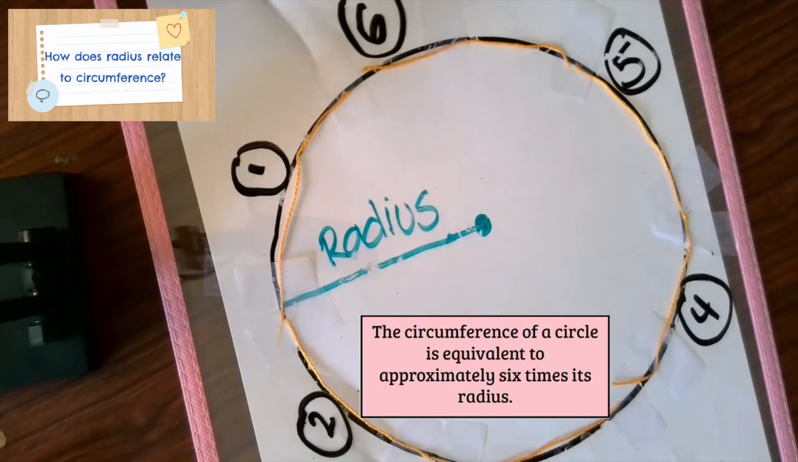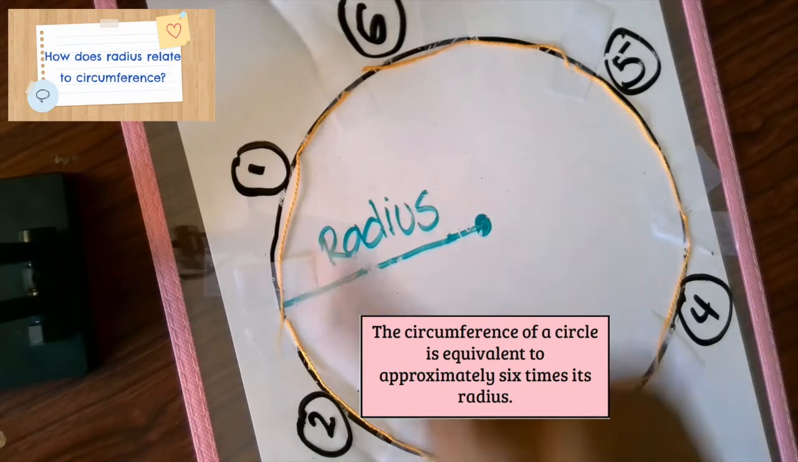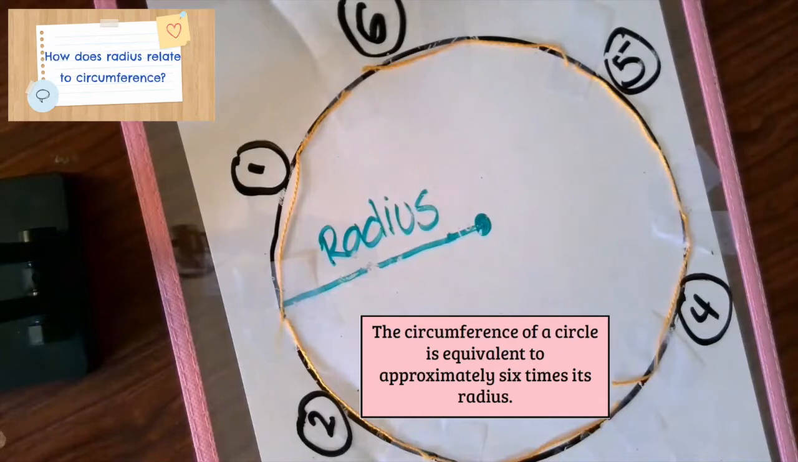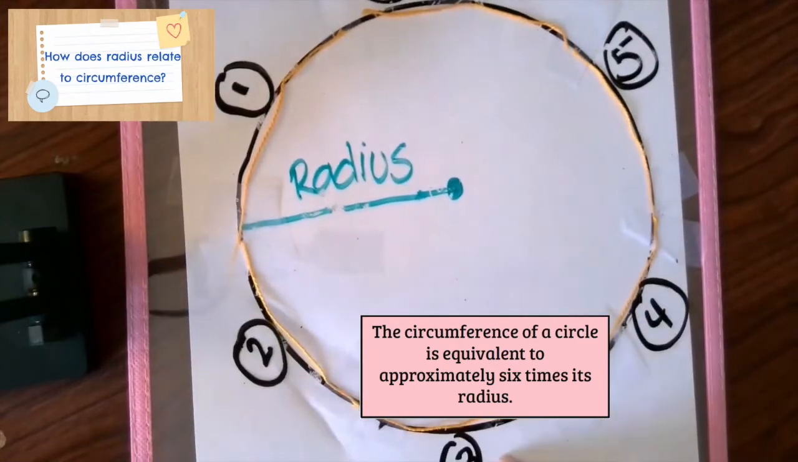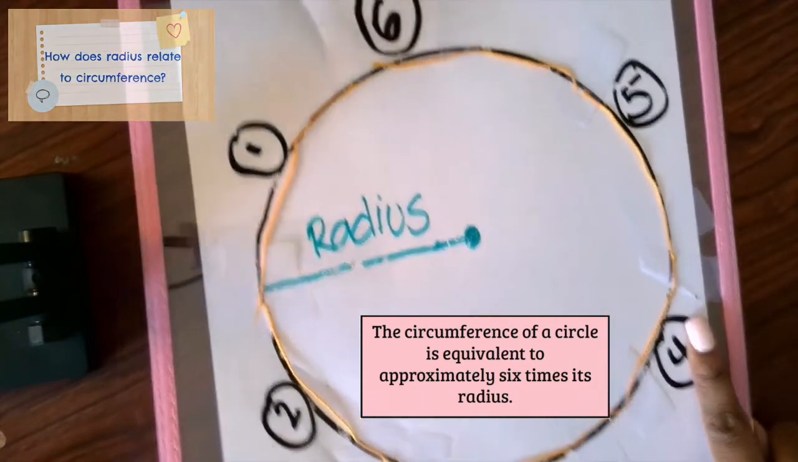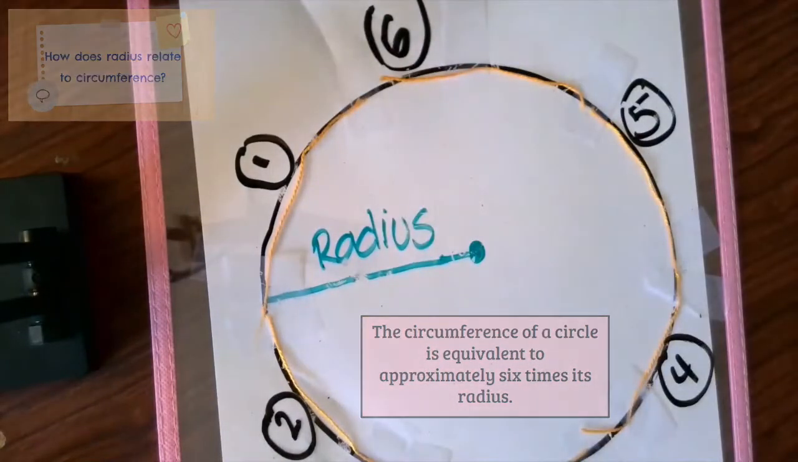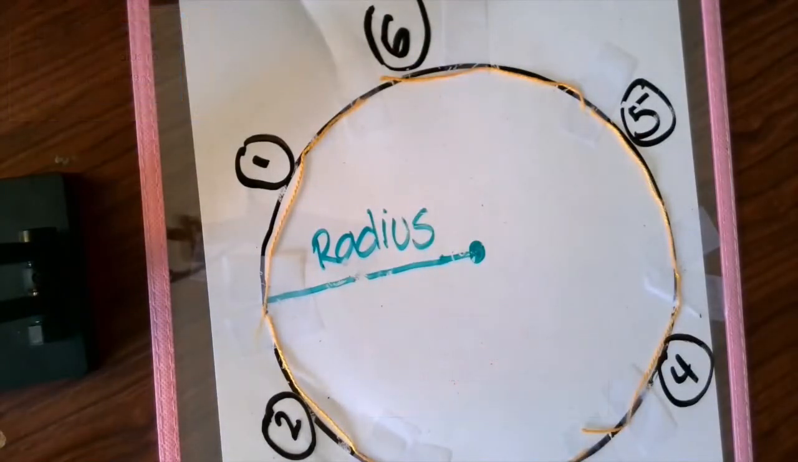Some of you may have already figured this out. We know that it took 3 diameters to make it around the length of the circumference. For every diameter, that's 2 radii. And if there's 6 radii, we know that there's 3 groups of 2. 1, 2 would represent a diameter. These 2 would represent 1 diameter. And these 2 would represent 1 diameter. So some of you may have already figured that out. And if you did, great job.